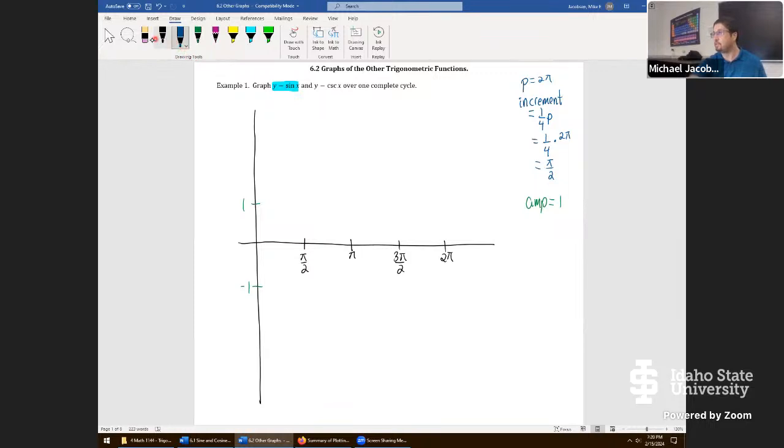All right, now we're ready to plot sine. I'll plot that one in blue. Oh dear, I was going to do cosecant in green. Let me fix that real quick here. Here's -1, here's +1.